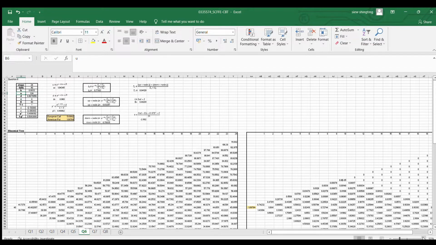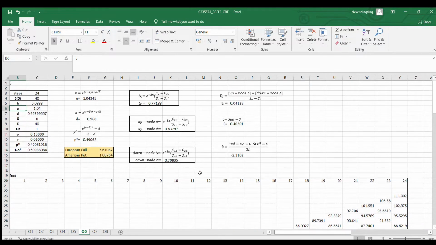Following the formula, u equals e to the exponential of (r minus delta) times h plus volatility times the square root of h. So we just put the data inside, and the sign in front of the square root of h here is plus. We get 1.04345.